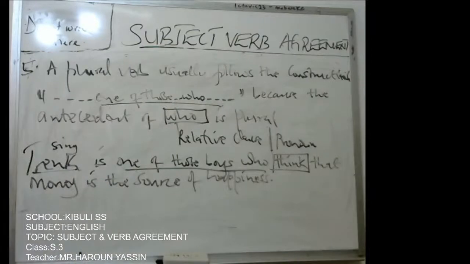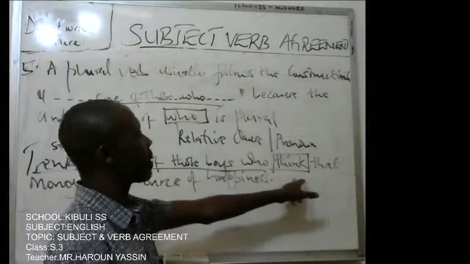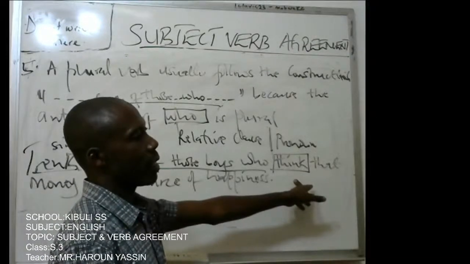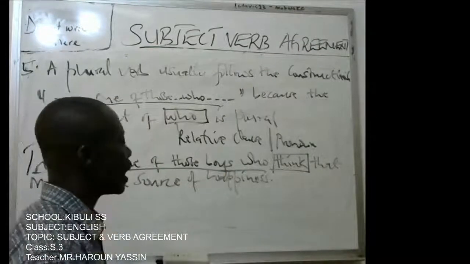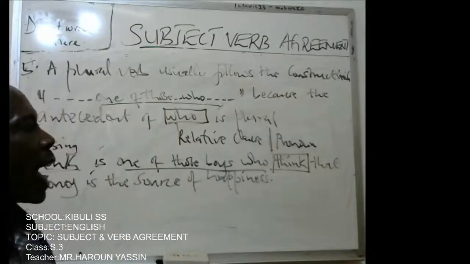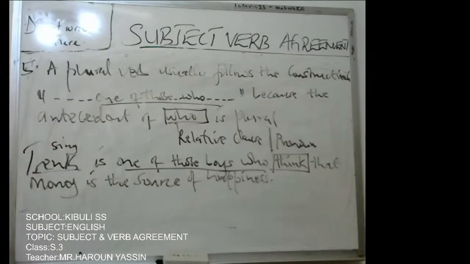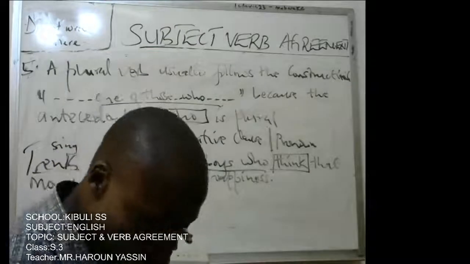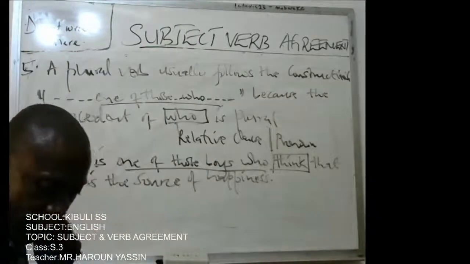Therefore, it would be wrong for one to say that Trank is one of those boys who thinks that money is the source of happiness. To someone it may sound proper when you use the word "thinks," but you will be wrong. You can't say "Trank is one of those boys who thinks" and get it right, because that's not what the rule is saying.